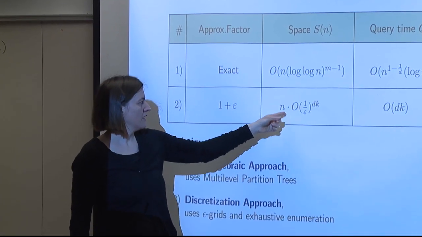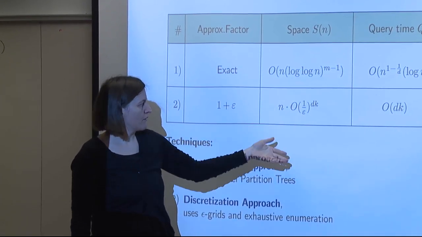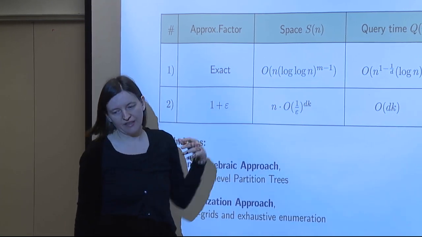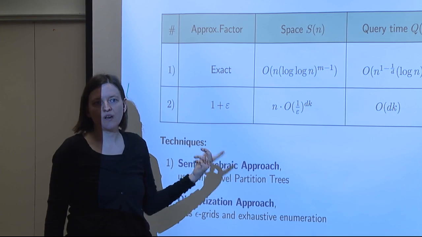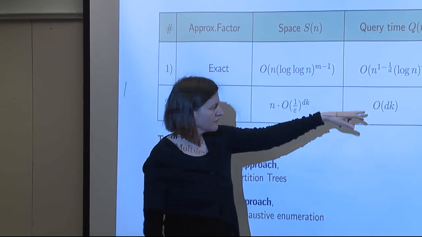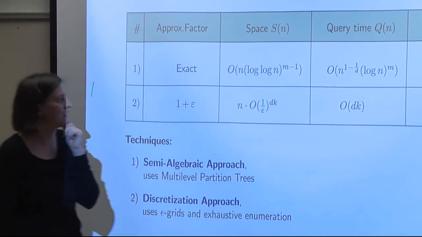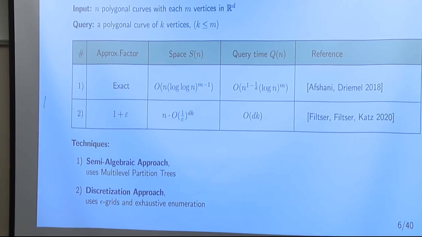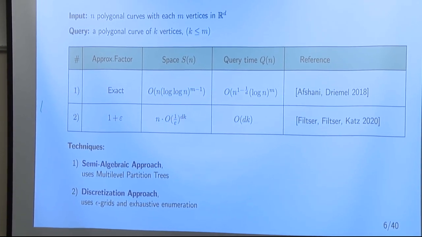So you have n times 1 over epsilon to the dk. Here, importantly, if you think of k as being maybe smaller than m, this can be much better, but still it's also exponential in k, and the query time is much faster. So if d and k are fixed constants, then it's just constant.